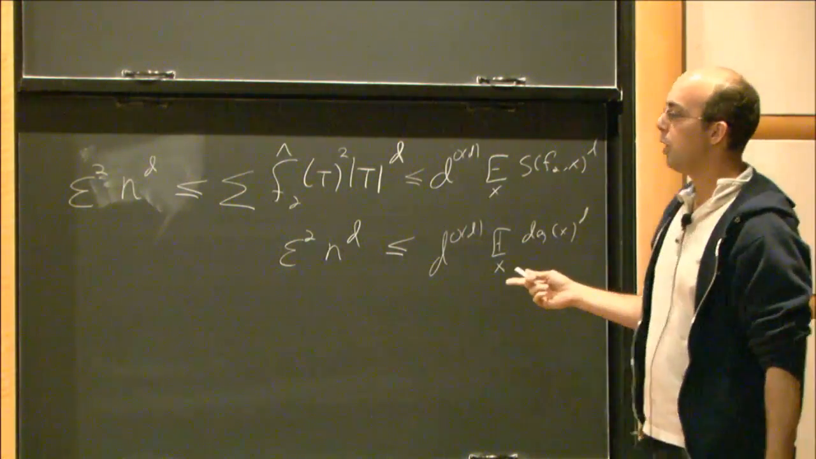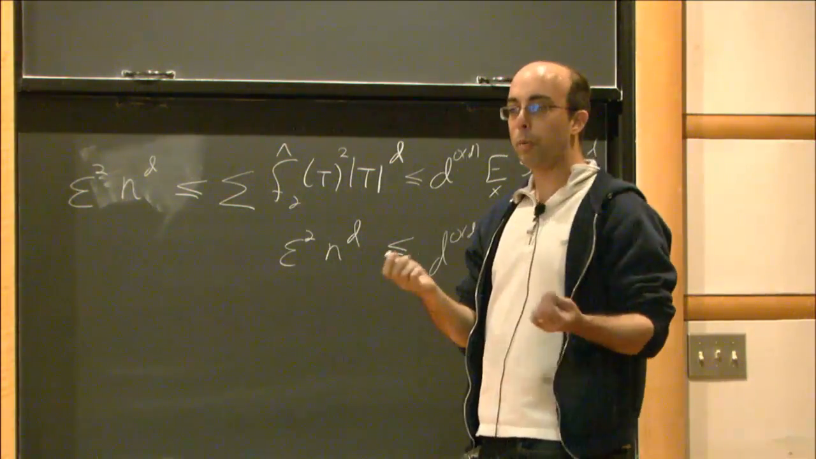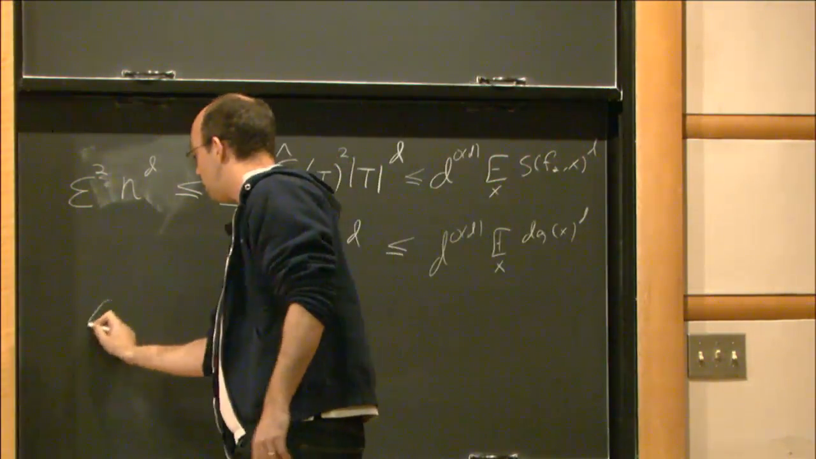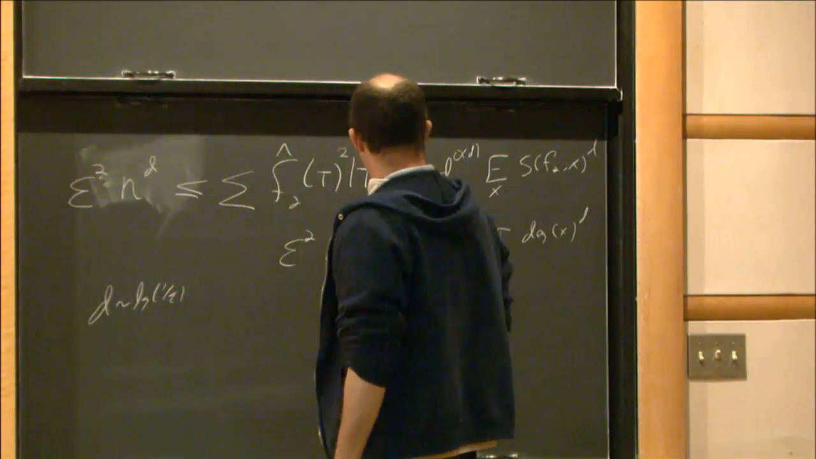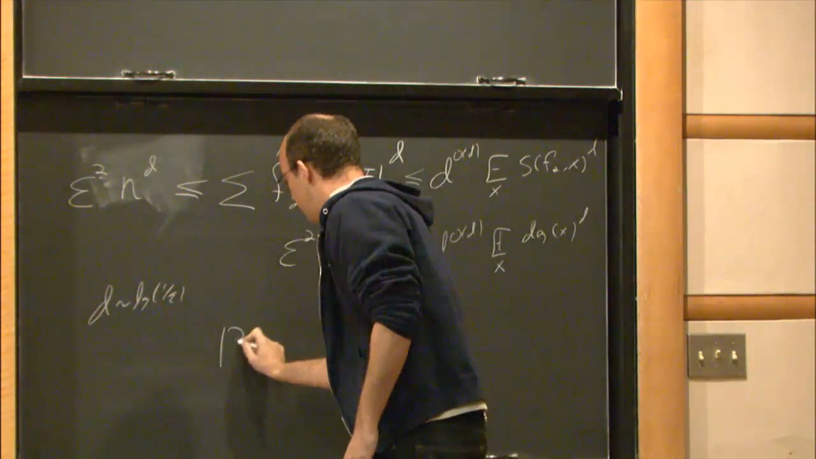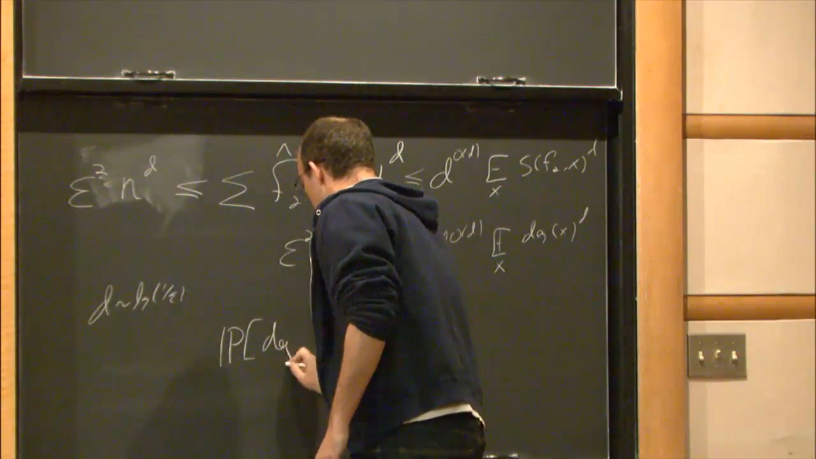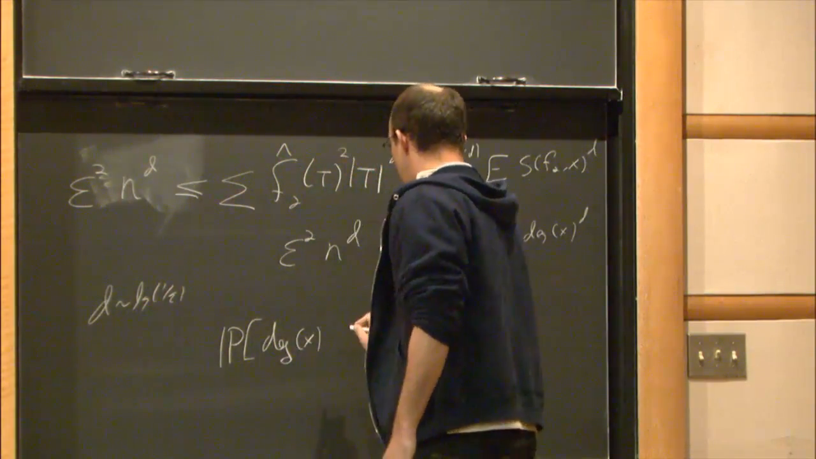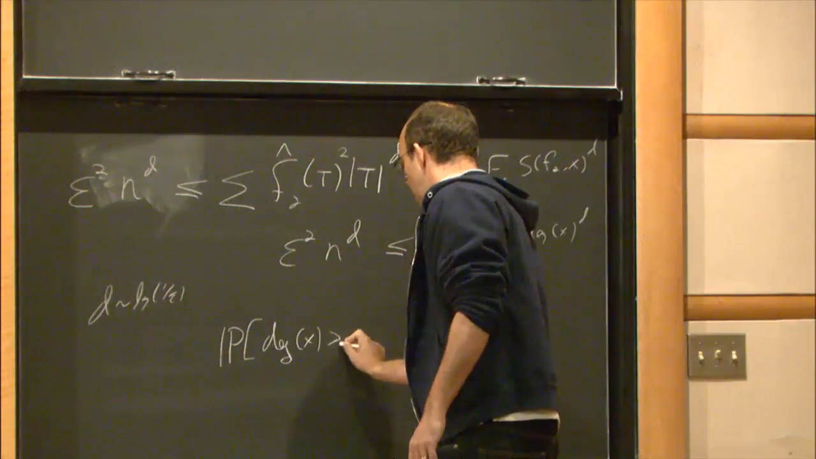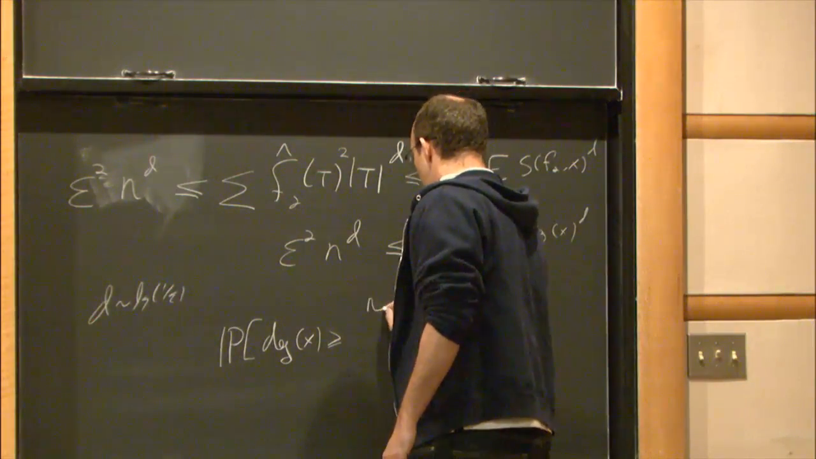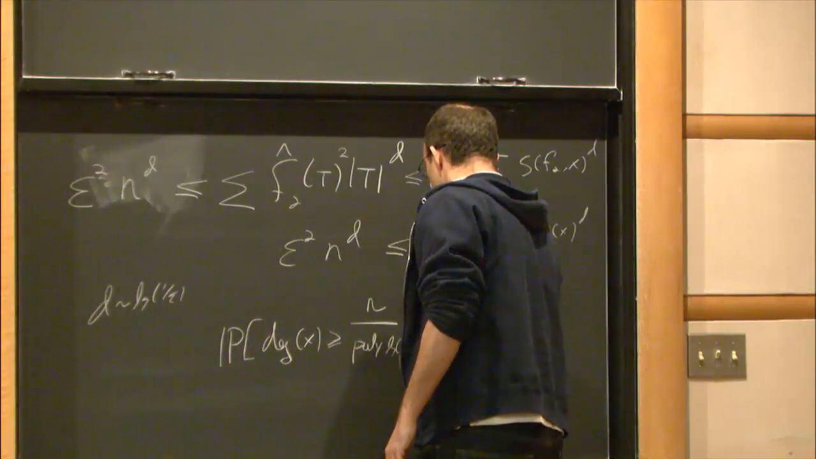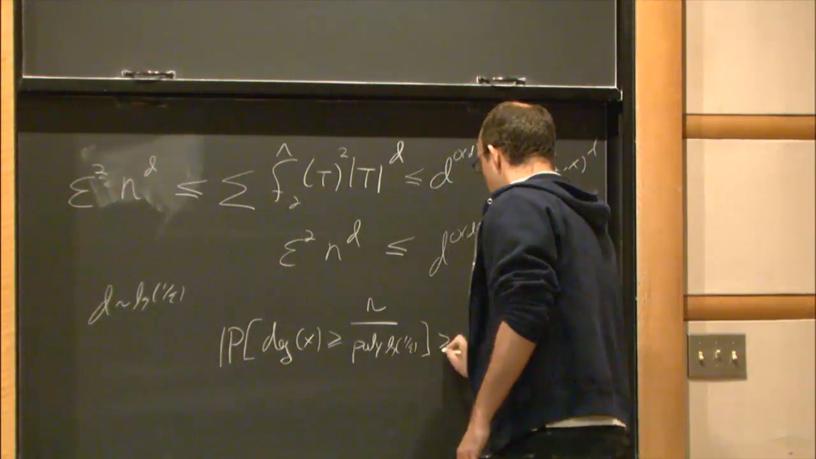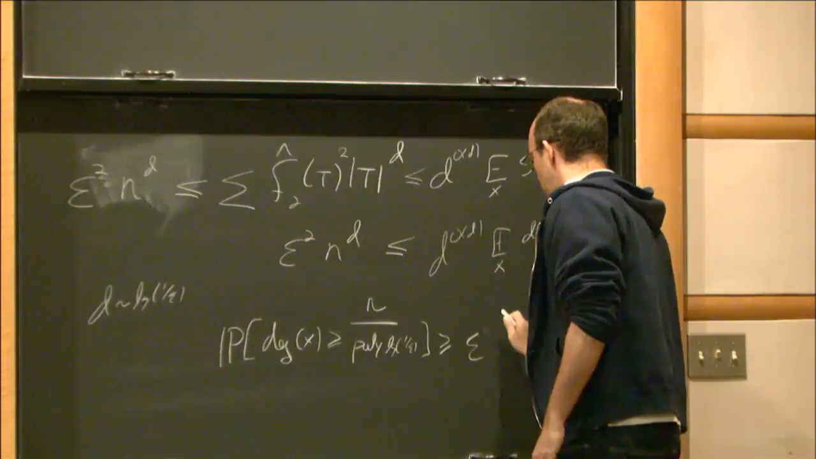And we want to get, now if you choose d appropriately, if you choose d to be something like log 1 over epsilon roughly, and you plug in what you get, you see that the probability that the degree of x is larger than n over poly log 1 over epsilon is at least something like epsilon squared, or let's say epsilon to a constant.